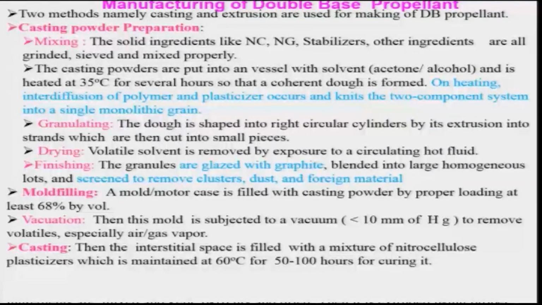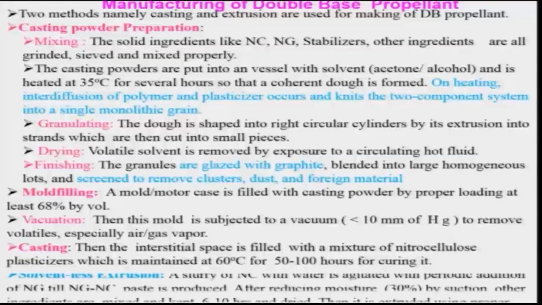And of course, this is the process by which double base propellant can be manufactured, and with this process the single base and triple base propellants can also be manufactured. But there is another method being used, known as the solventless extrusion method. As I told earlier, one is the casting method, the other is the extrusion method.